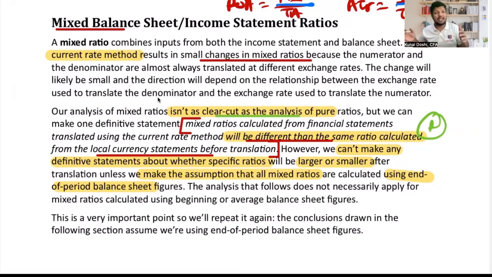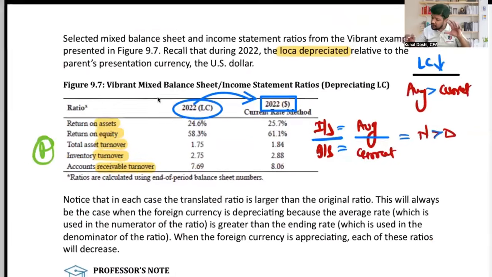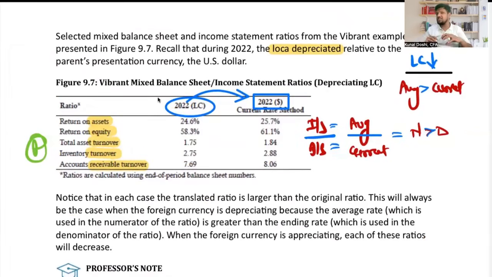Asset values will be higher. And therefore, you will see the ratios will actually fall if the foreign currency is appreciating. All right. In this example, what we saw is that the foreign currency was depreciating. If the foreign currency is depreciating, the average rate is higher and the current rate is lower. So therefore, the asset value will be less compared to the net income. In this case, you will see all the ratios will generally improve.